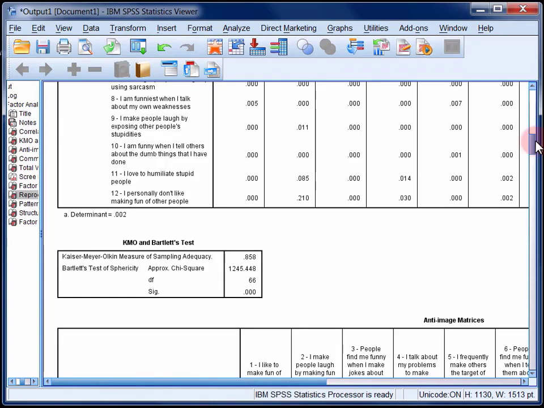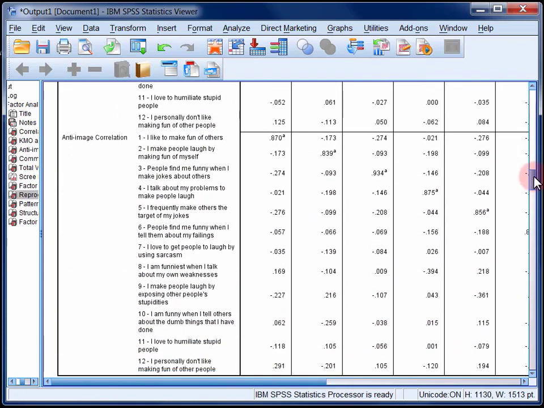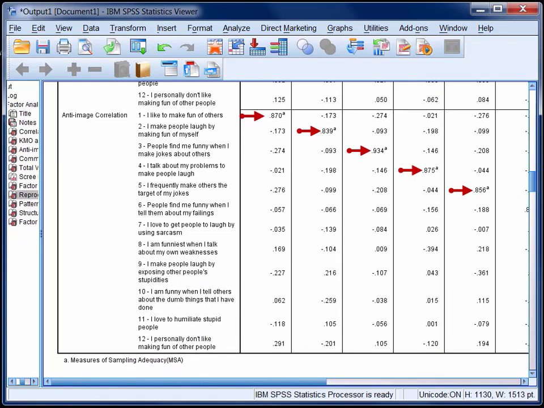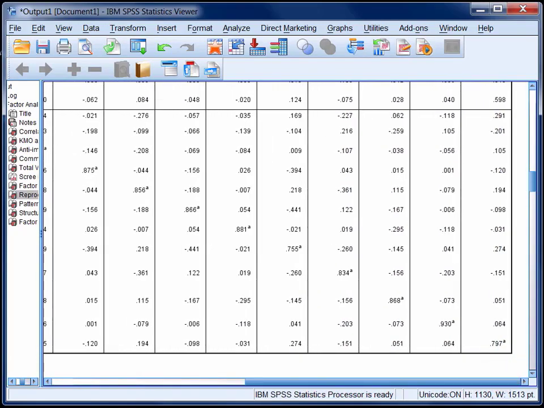Now, the third table is called the anti-image matrices. And the only thing that you need to check in this table are the measures of sampling adequacy, which appear to run down the diagonal of the second part of the table. So these figures indicate the degree to which each item is correlated with all of the others in the correlation matrix. Now, ideally, all of these individual measures of sampling adequacy should be above about 0.6. And any items with individual measures of sampling adequacy below this should be considered as candidates for removal from the scale. Now here, they're all above our 0.6 threshold.